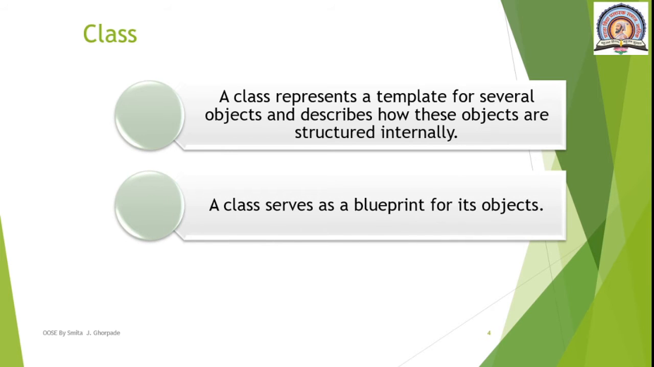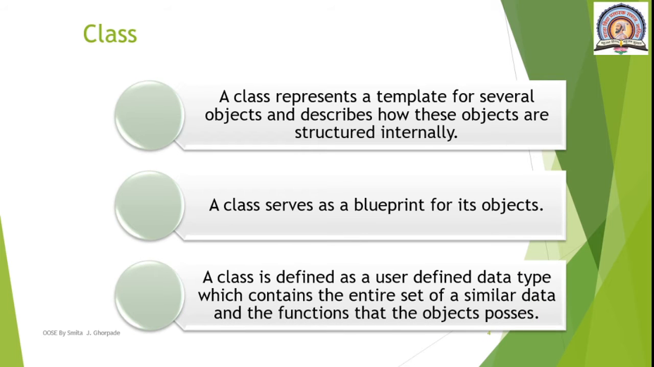Then the second definition for class is, a class serves as a blueprint for its objects. Then one more definition is, a class is defined as a user defined data type which contains the entire set of similar data and the functions that the object possesses. So these are three different definitions for the class.